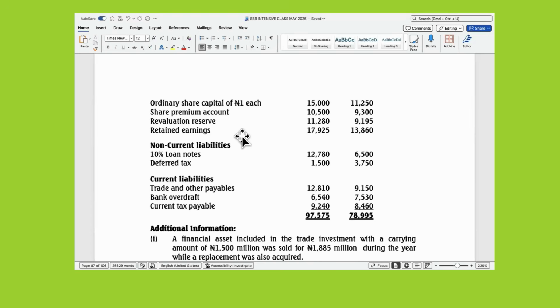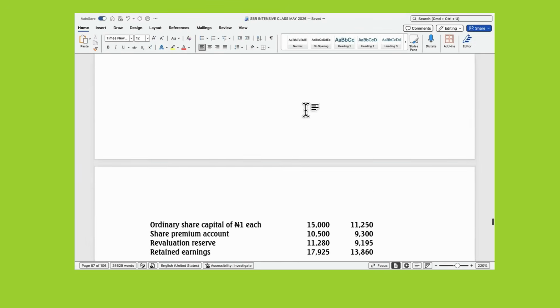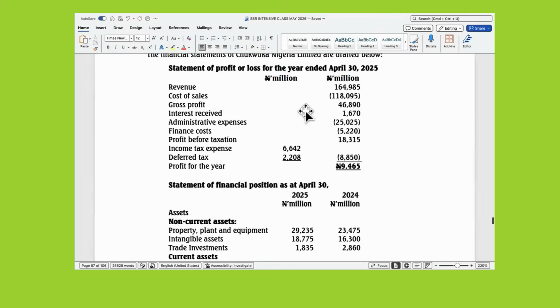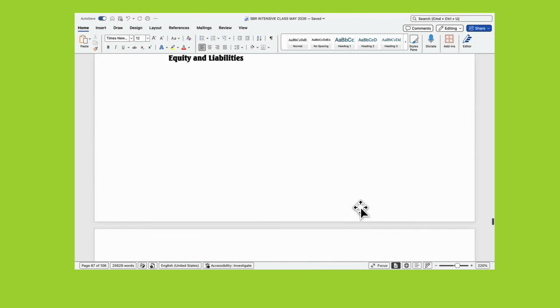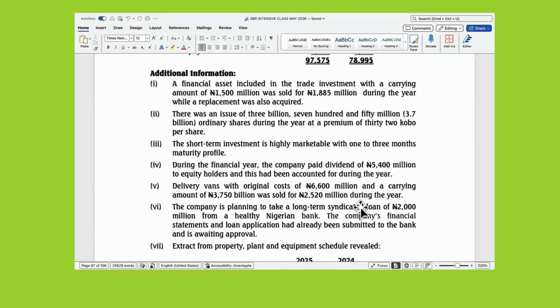Profit for the year. Yes, that's exactly what it is. So let's go to the P&L and see if it's 4065. So what's happening? The profit for the year is not 4065. It's actually 9465. Why is there a decrease? They must have paid dividend. Thank you very much. And if you do 9465 minus 4065, it will give you this dividend in note 4, 5,400.